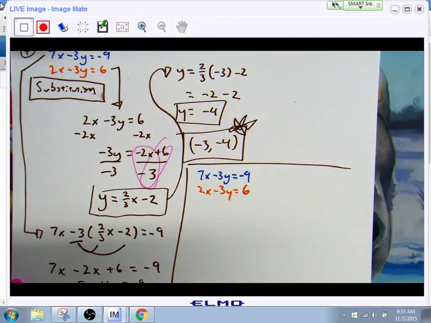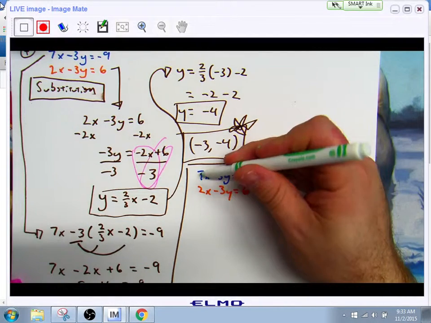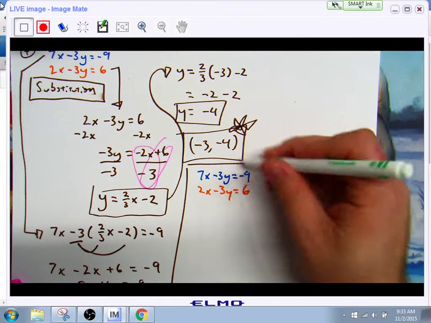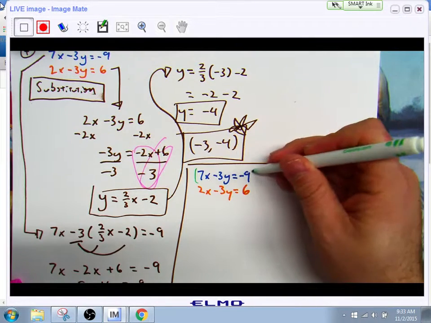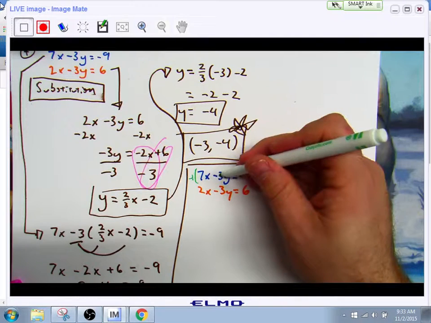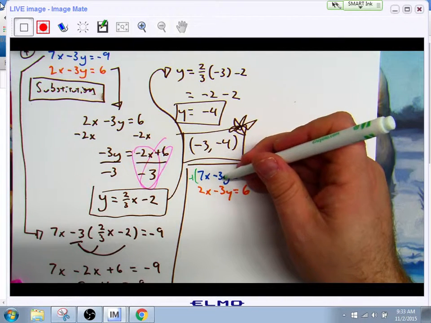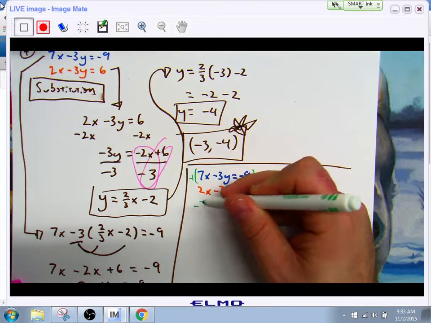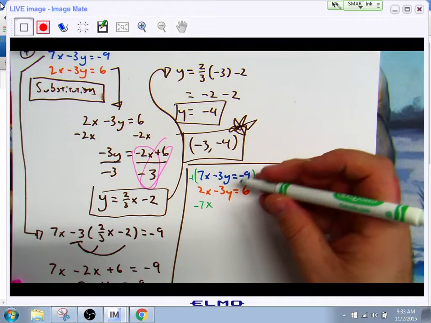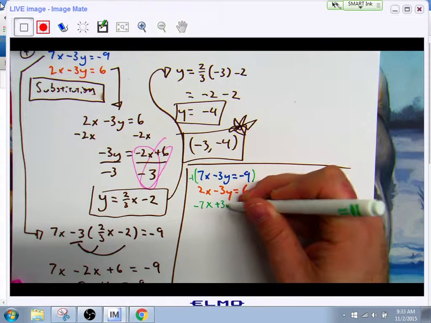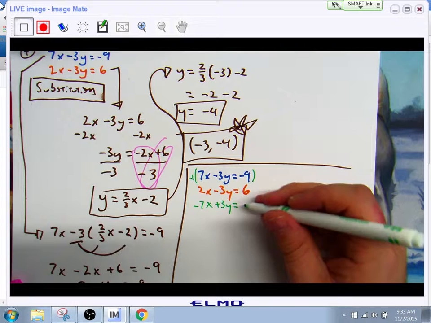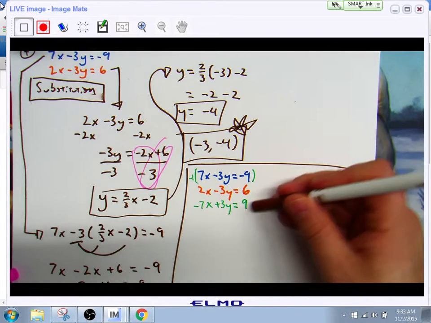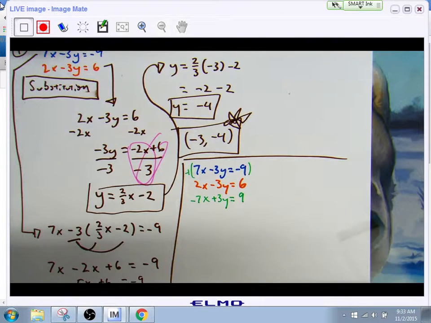So now I need to see what happens when I add them. This becomes 9, that doesn't eliminate. This becomes negative 6, that doesn't eliminate. But I see here that I could probably just multiply this by negative 1. It flipped the sign here, which would cause it to eliminate. So I'll do that. Negative 1 times 7 becomes negative 7x. Negative 1 times negative 3 becomes a positive 3y. And negative 1 times negative 9 becomes a positive 9. So my green equation is just my blue equation multiplied by negative 1.